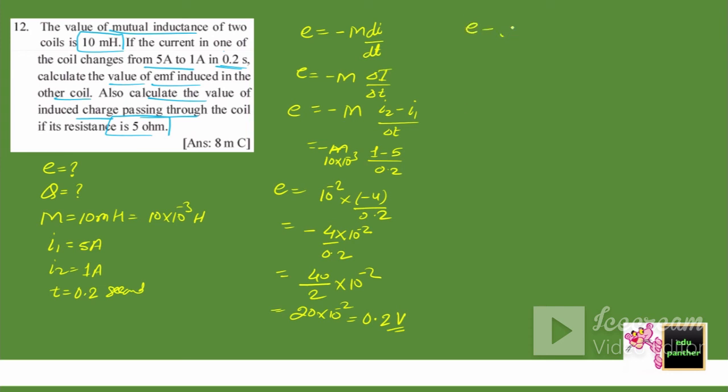So E is equal to IR, and this current can be written as delta Q by delta T, R. Okay. So delta Q is equal to what? E delta T upon R. E is 0.2, time is 0.2, and R is what? R is 5 ohm. So this is 0.04 divided by 5. So just solve this, you will get the answer, 8 millicoulomb.